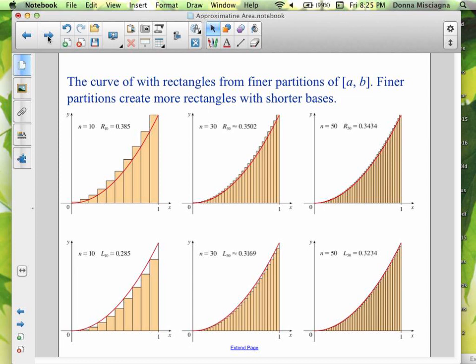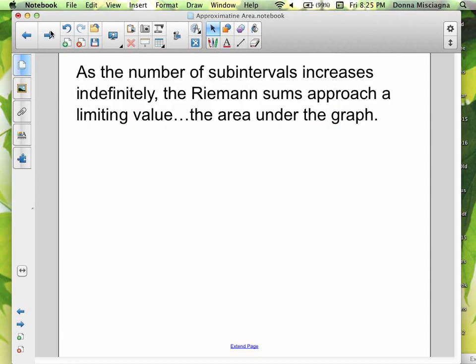So what if we put in more rectangles and more rectangles? We get closer and closer to being the area. And so my final thought, and this video was longer than I thought it would be, sorry for that. As the number of subintervals increases indefinitely, the Riemann sums approach a limiting value, which is the area under the graph. So we're going to look a little bit at limits in the next lesson, and maybe we'll use some of this summation notation to help us calculate some of those things out.